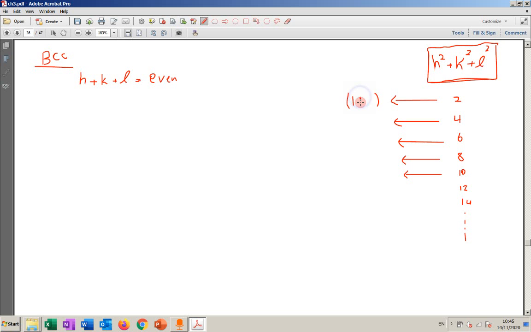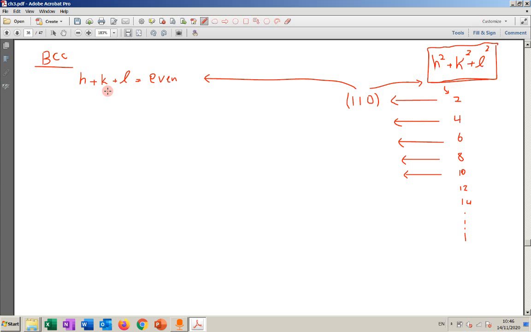If I put another 1 here, now 1 square plus 1 square became 2. So I don't need anything else. I can put 0 here. Now 110. Does it apply to two rules? One rule is here. One rule is here. That's supposed to give us 2.